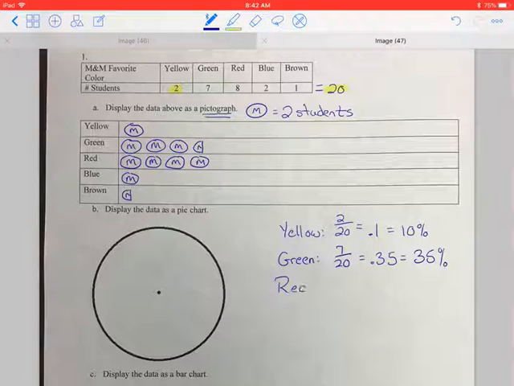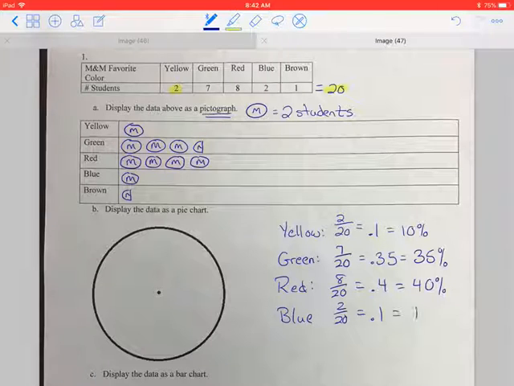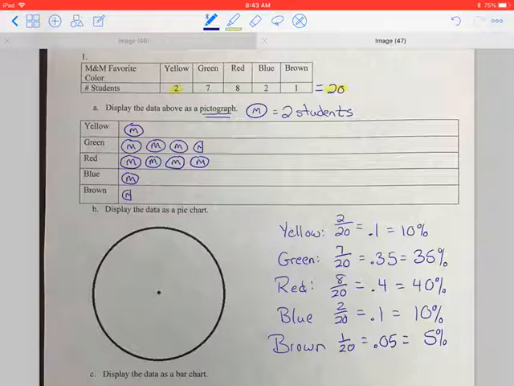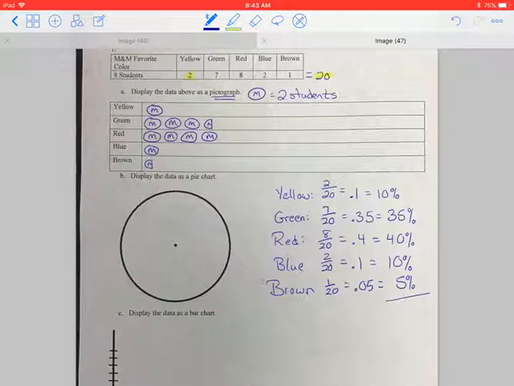Okay, red was our most popular color. We had 8 out of 20. That comes out to be 0.4, or 40%. Blue, we had 2 out of 20. And that's going to be exactly the same as yellow. It comes out 0.1, so 10%. And finally, brown. We only had 1 out of 20, so that comes out 0.05 in your calculator, so that's 5%. Now, one thing I need to do to check this is if I add all of these together, it should be 100%. All right, so now I want to think about my circle.